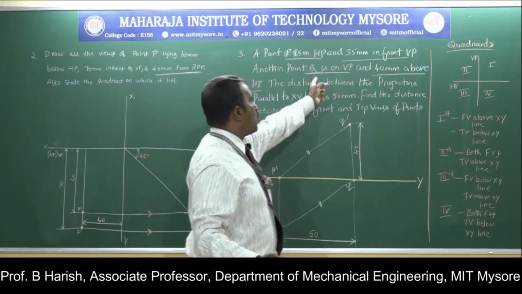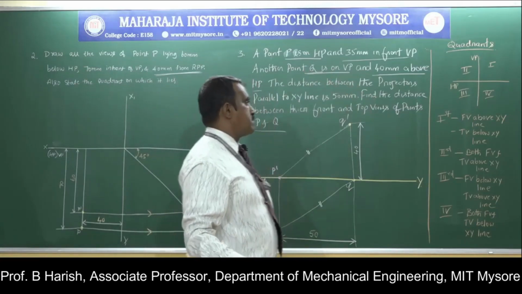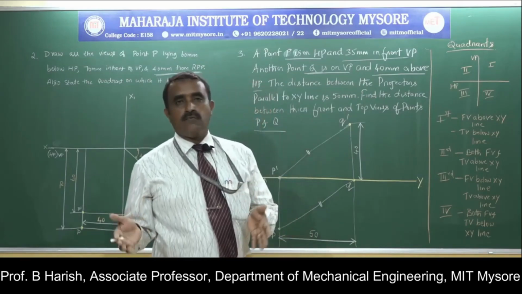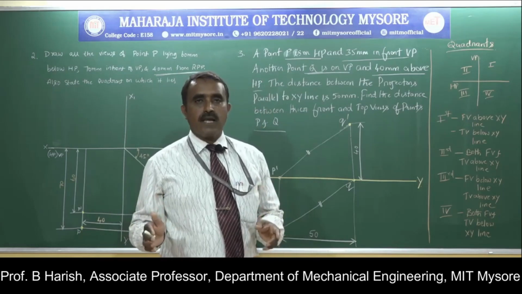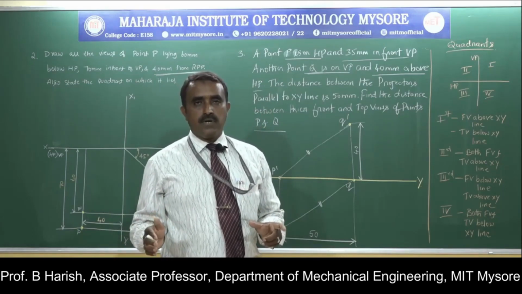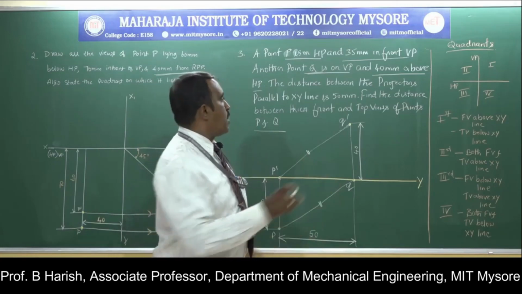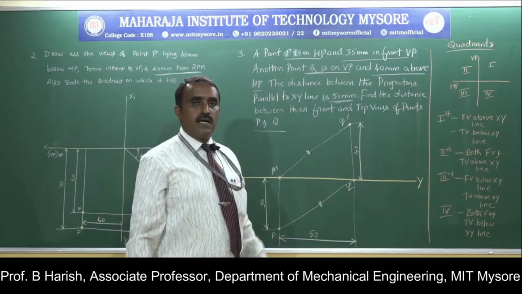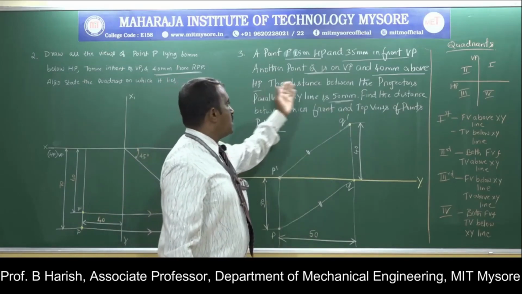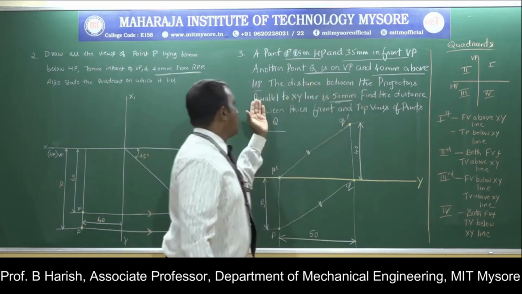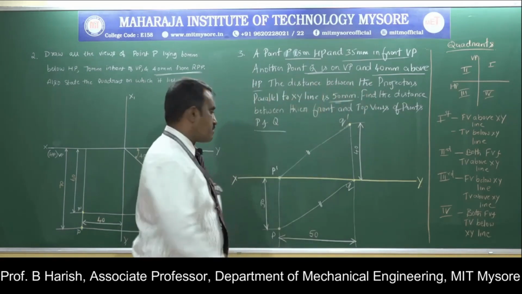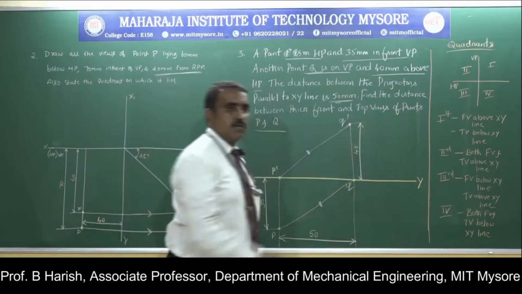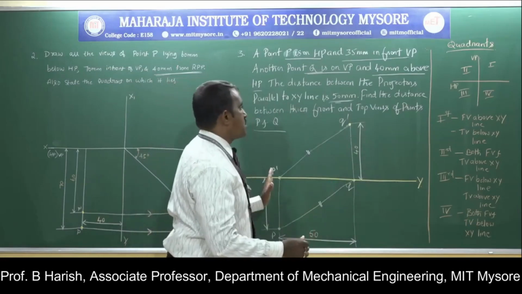Then he has given one more point Q, that is on VP and 40 mm above HP. In the first problem, it was given to draw the projectors of different points on a common XY line taking a convenient distance. Here that convenient distance is given in the problem itself: 50 mm. He says that the distance between the projectors parallel to XY line is 50 mm. This is the projection of point P. Somewhere I may get the projection of point Q.